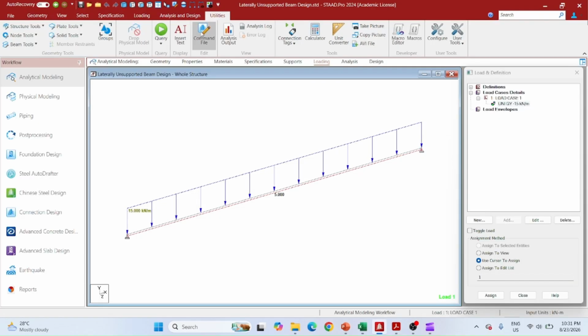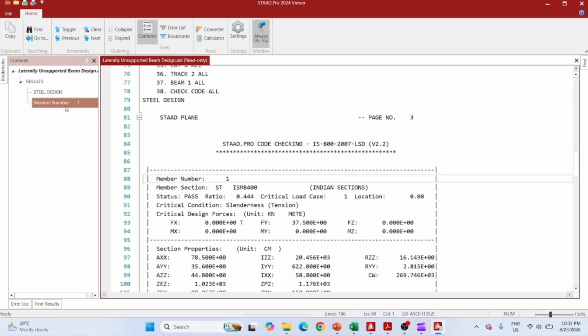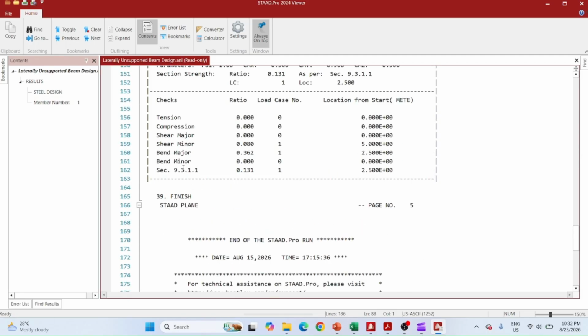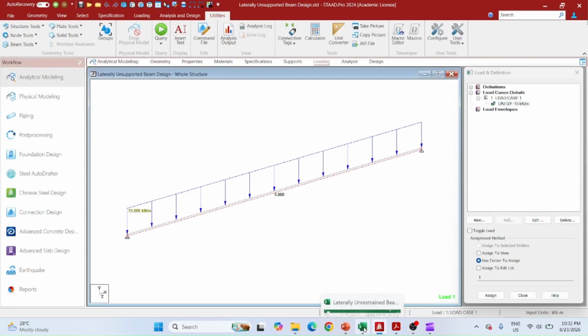If you verify it in STAAD instead, you can see that the bending moment ratio about major axis is 0.362. So it is almost matching with our manual calculation.